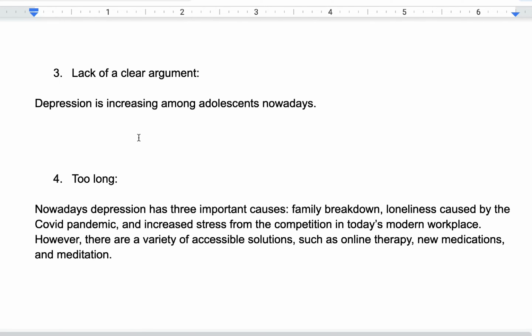For example, depression is increasing among adolescents nowadays. So this is not a good thesis statement because it doesn't show any kind of argument, or like, what do you want the reader to learn in your essay? Depression is increasing among adolescents or teenagers. Well, this is a fact and it's not really something that we can argue. And this is also not something that we can discuss for an entire essay.